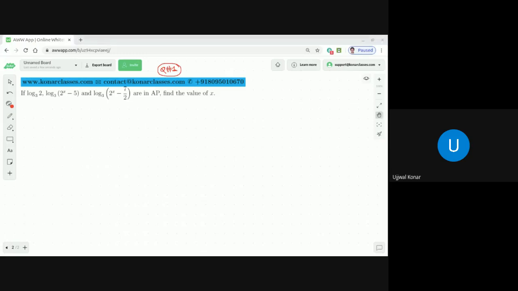The question is that log 2 to the base 3, log of 2 power x minus 5 base 3, and log of 2 power x minus 7 by 2 base 3 are in AP. If these three terms are in AP, then find the value of x. Let me solve it, and you also solve along with me, dear students.